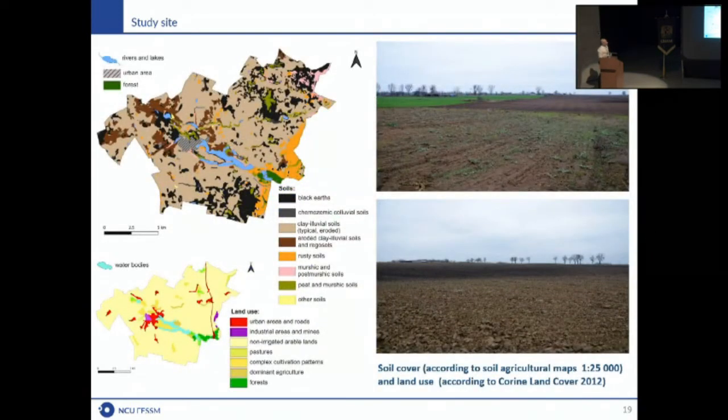This is just the general view of the soil cover, but this map was made from the soil agricultural maps, so not according to our investigation. What I would like to say is that mostly it's covered by Luvisols and Retisols in the maps which were made in the 60s. Sometimes we also have these brown areas, like here you can see this dark brown, with soils which were called at that time on these maps Cambisols. But please remember that now we know that they are eroded Luvisols, not Cambisols.